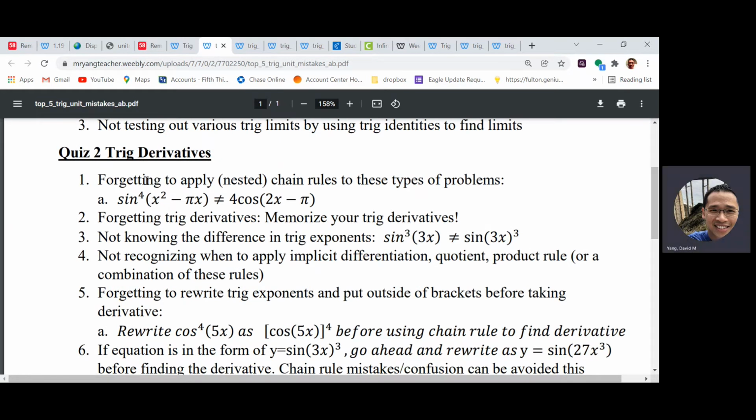Once you get that exponent, you don't want to leave it in that form. I see a lot of students, if they don't put it in a set of brackets, completely ignore that outer portion. A lot of students do this. They see this, they want to do 4 cosine, and then start taking the derivative.